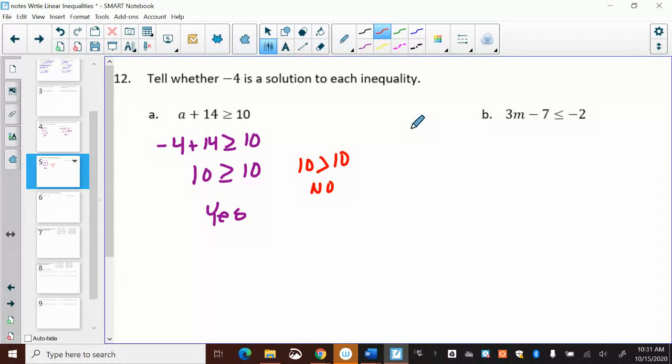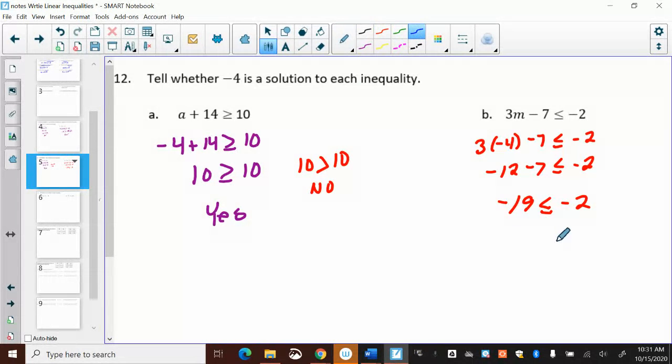One more, and I've got a few for you to try on your own. I'm going to plug in -4 where we see an M. We got -12, -7. It's less than or equal to -2. Both negatives, they combine up to a powerful -19. Is that less than or equal to -2? The answer is true. This is yes.